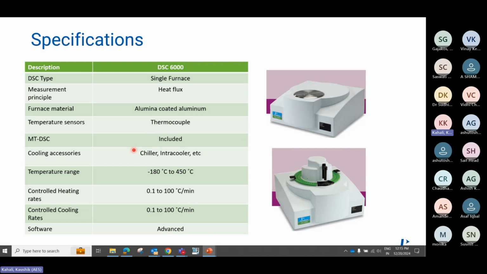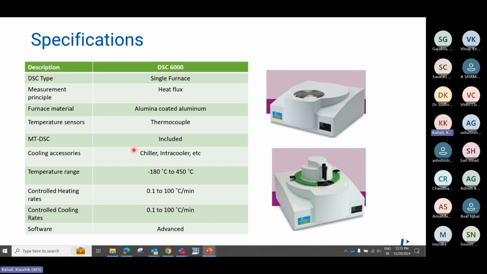MTDSC, that is called modulated temperature DSC, where you can do temperature ramping, not only linear heating. If you want to do ramping, that is from a certain temperature to a certain temperature at 10, then up to a certain temperature at 20, then up to a certain temperature at 30. That is called modulated temperature DSC or step scan type of DSC. So that is possible here in DSC 6000. The software has that, and the hardware also has that facility.